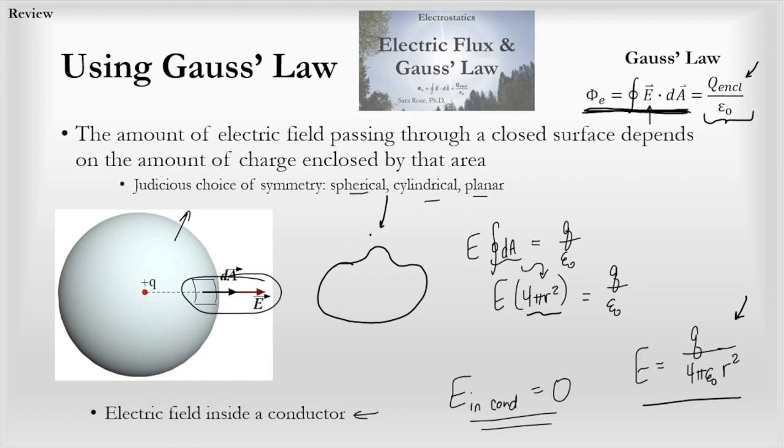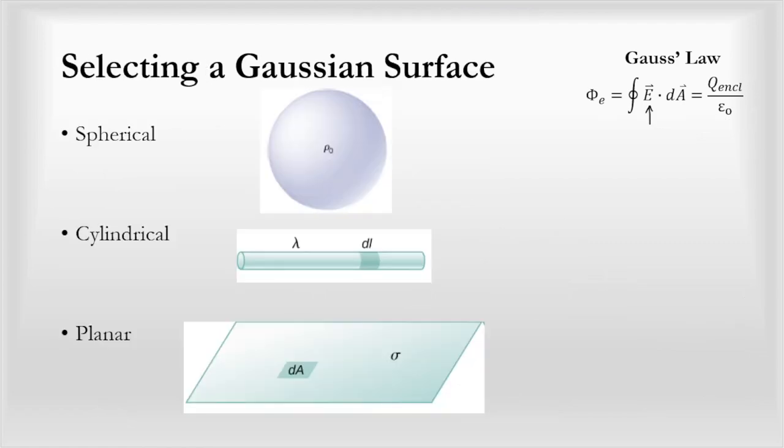And so at introductory level, we're not going to do anything weird like that. We're going to always choose a nice symmetry. And what nice symmetry? How do you know what symmetry to choose? That's a legit question, right? And when we look at choosing the symmetry, what we're doing is choosing what we call a Gaussian surface.